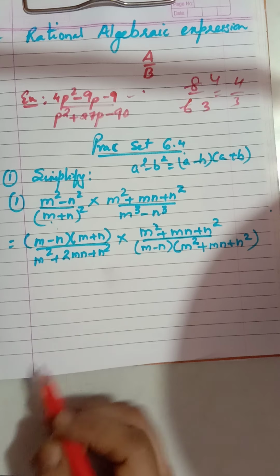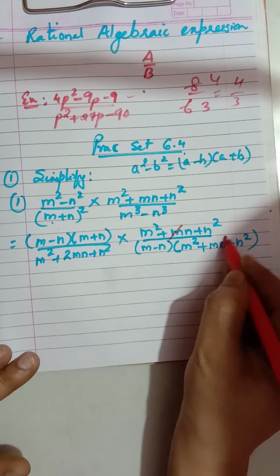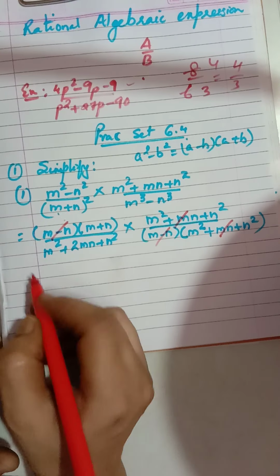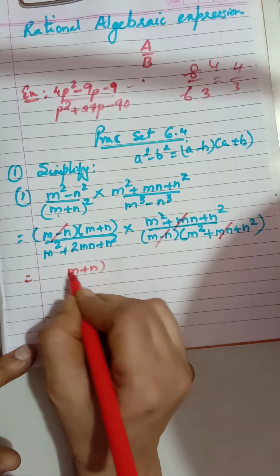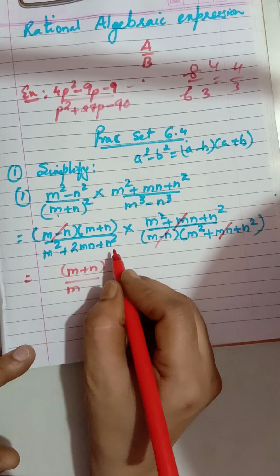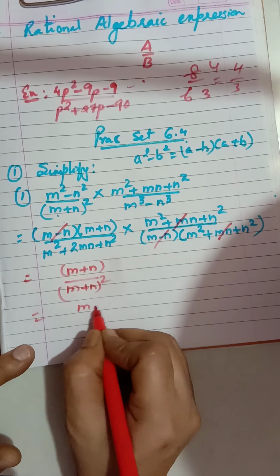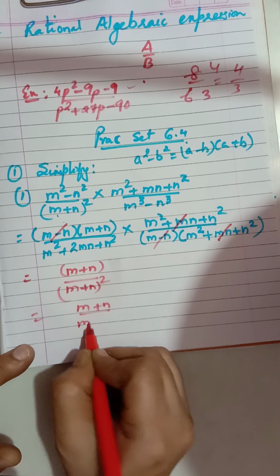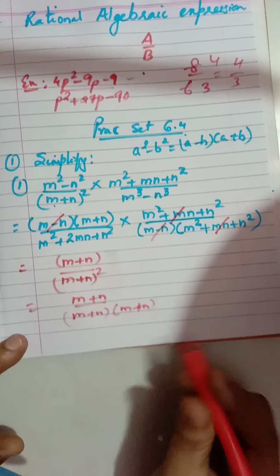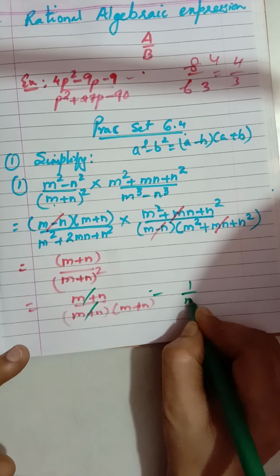Now let us cancel. See, m square plus mn plus n square cancels with m square plus mn plus n square. M minus n gets cancelled. Now what remains is m plus n upon m plus n whole square. There is no need to expand, we can just write m plus n into m plus n because it is a square. Now one m plus n bracket gets cancelled. So what is remaining? 1 upon m plus n.